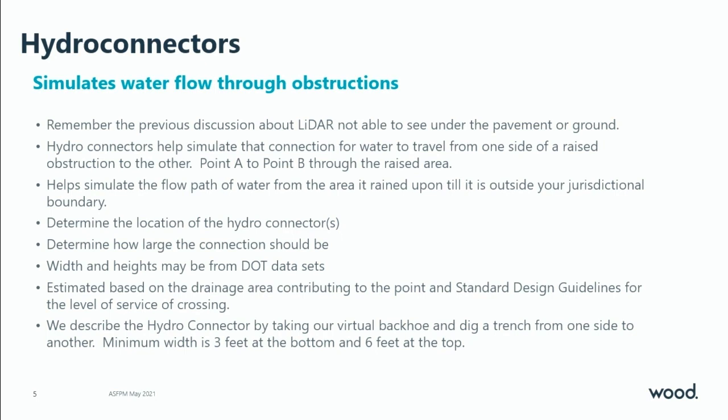Key components of doing good hydroconnectors are identifying their locations, determining their size, or estimating their size, and then providing a cut through those raised areas with a virtual backhoe. The minimum width is 3 feet at the bottom, 6 feet at the top, 1 cell width at the bottom, and 3 cell widths or 2 cell widths at the top.